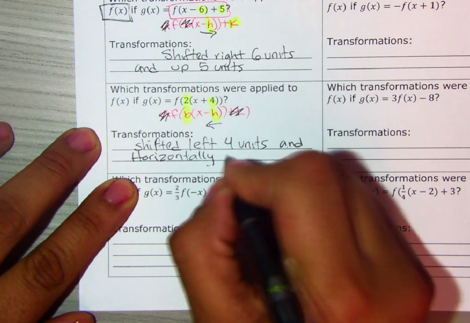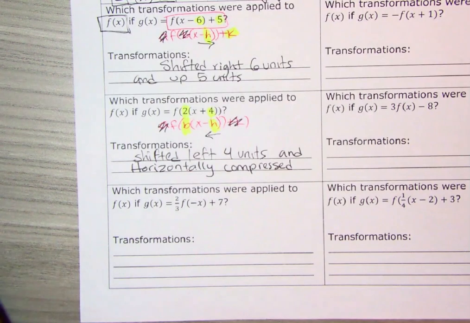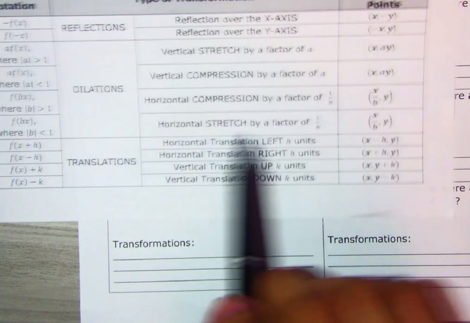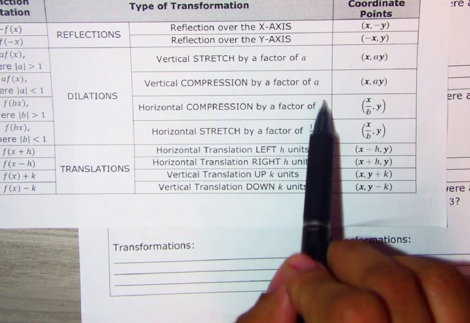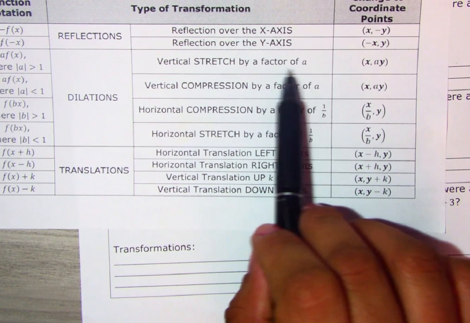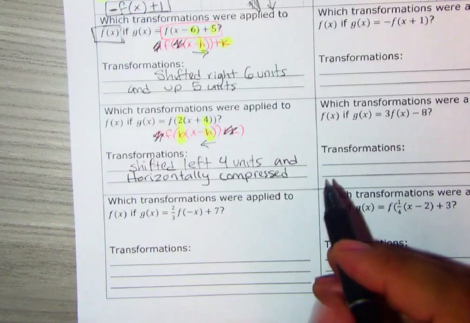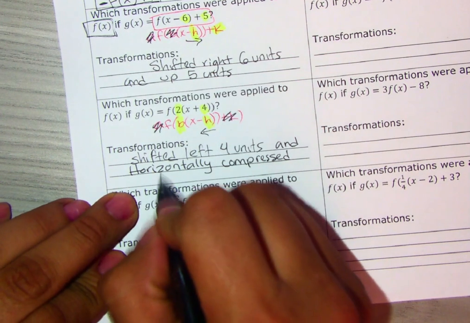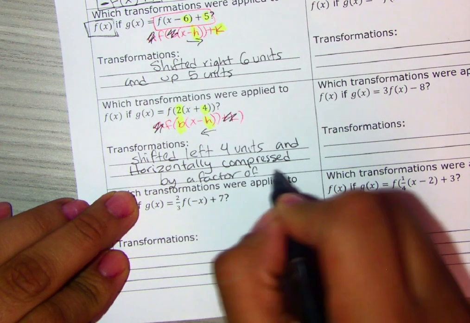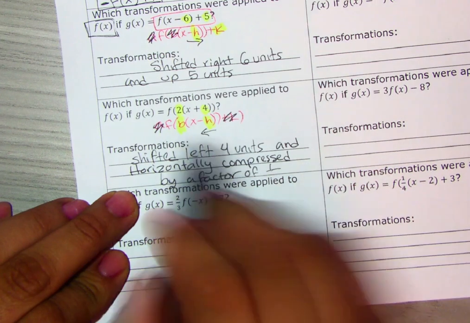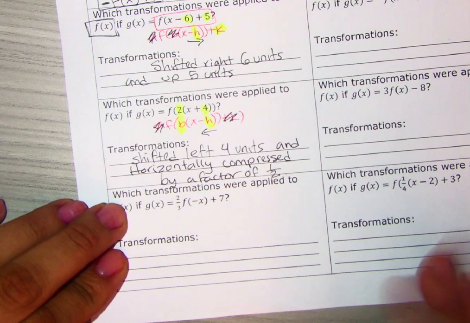So horizontally compressed. And you need to specify by a scale factor of, and if it's a B value, you have to say 1 over B. If it's an A value, it's just by a factor of A. But if it's a factor of B, it's 1 over B. So horizontally compressed by a factor of 1 over, and then the B value is a 2. So 1 over 2. And that's the description for that problem.